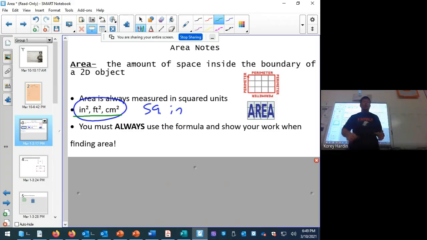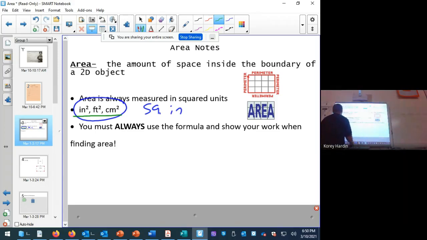So make sure you write the formula, and then we're going to show our work for the numbers we plug in. And it's a lot like algebra, because we're just going to take numbers and plug them in where they go and then solve it. Okay, solve it using the old order of operations, or PEMDAS. So you must always use the formula and show your work when finding area.